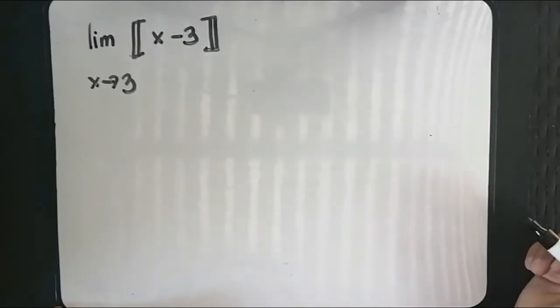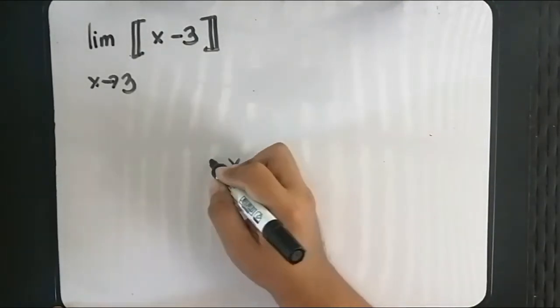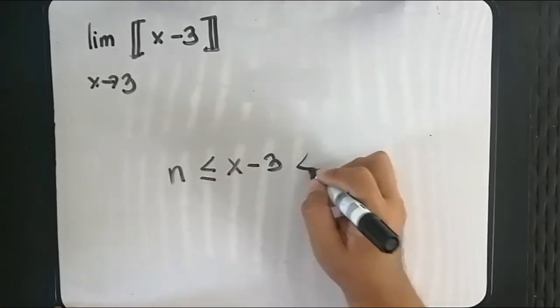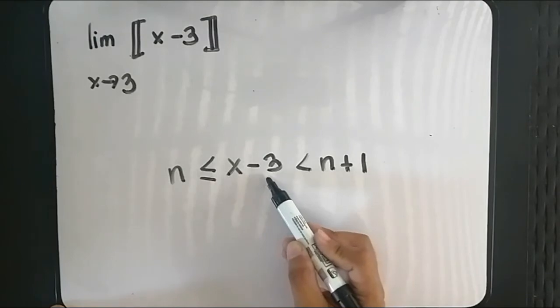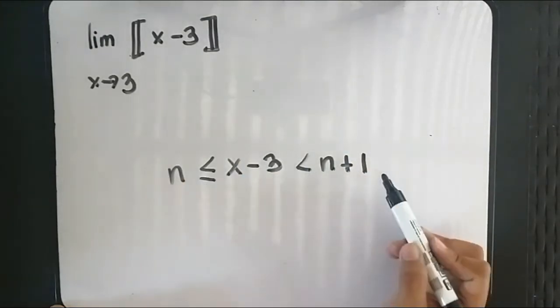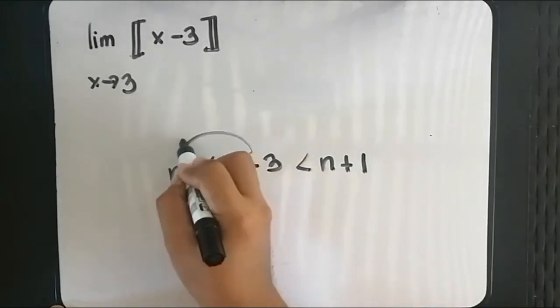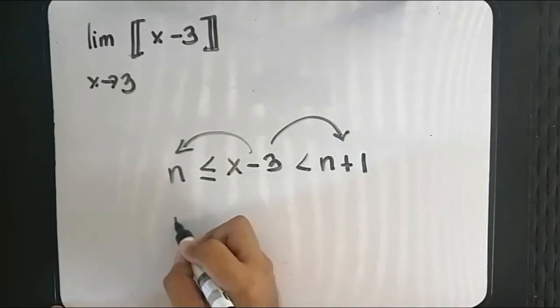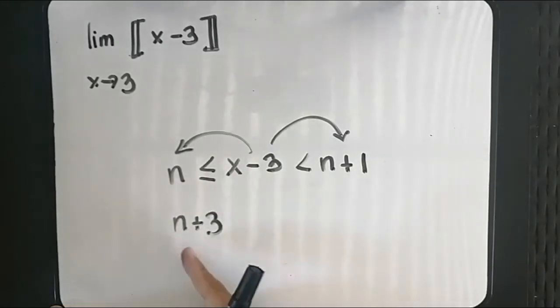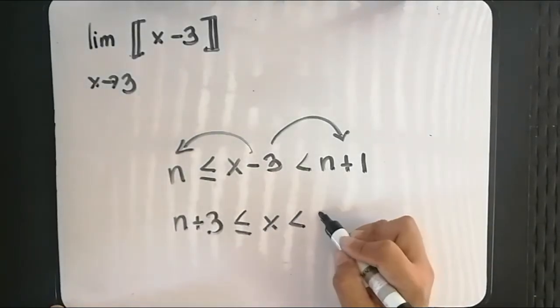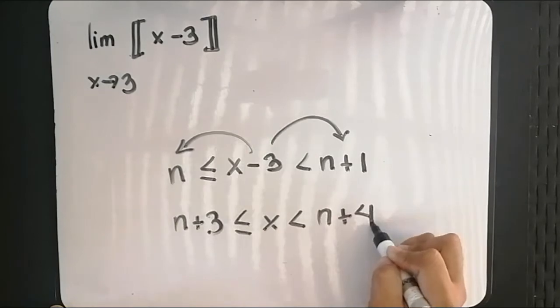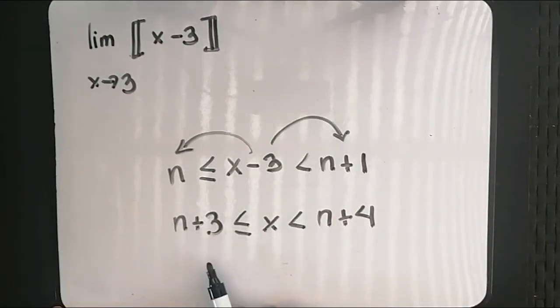So by the definition of the greatest integer function, we say that x minus 3 is greater than or equal to n, but less than n plus 1. By some algebraic manipulation, itatranspose natin yung negative 3 to both sides. Both sides dapat, hindi lang isa. So we have n plus 3, note, nag-change tayo ng sign. So we have x here, and then n plus 4. So x now is greater than or equal to n plus 3, but less than n plus 4.